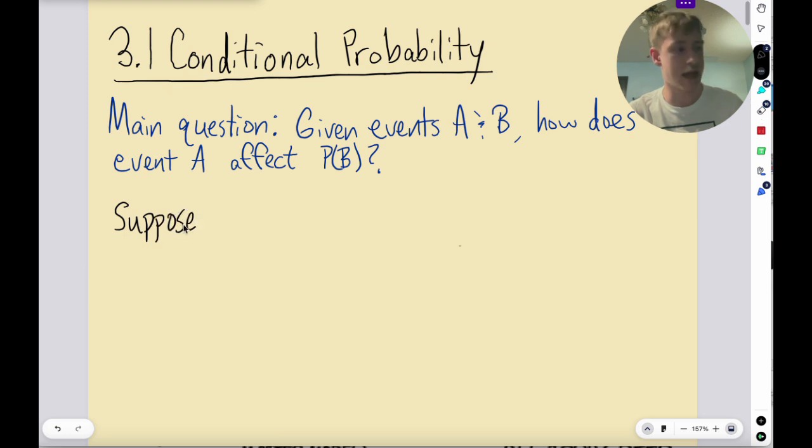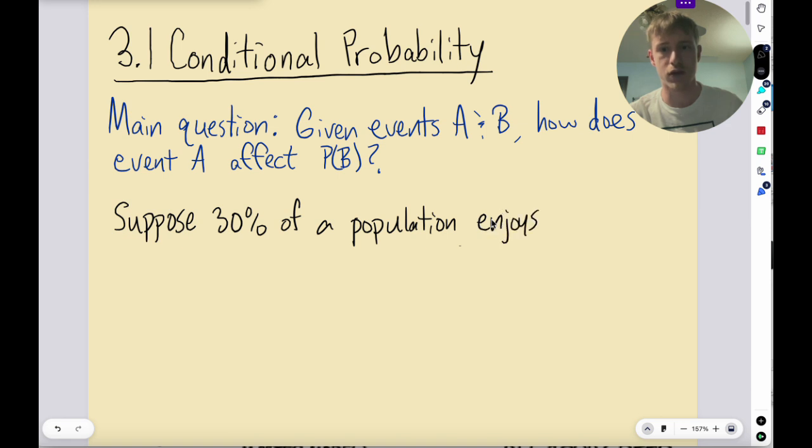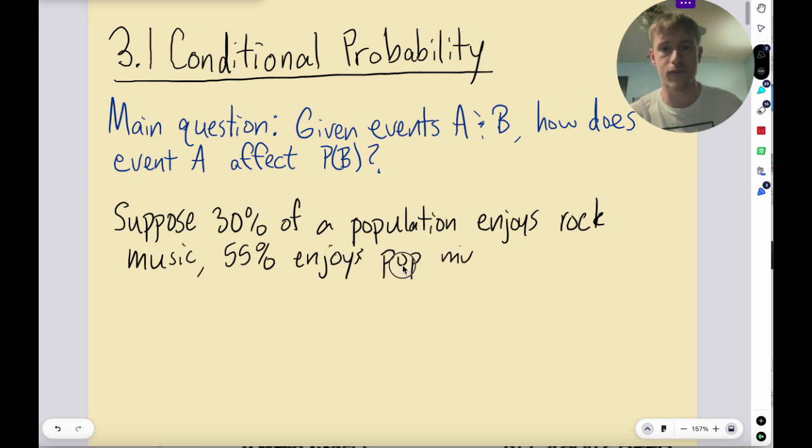Okay, so suppose that 30% of a population enjoys rock music. Okay, and we'll say 55% enjoys pop music, and we'll say that 5% enjoy both.